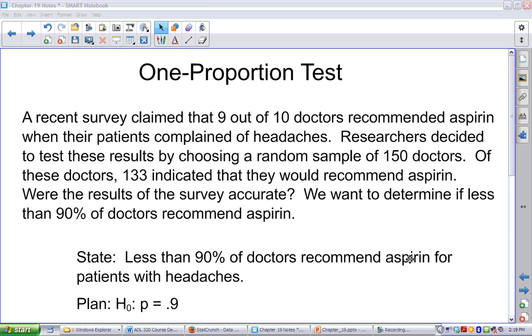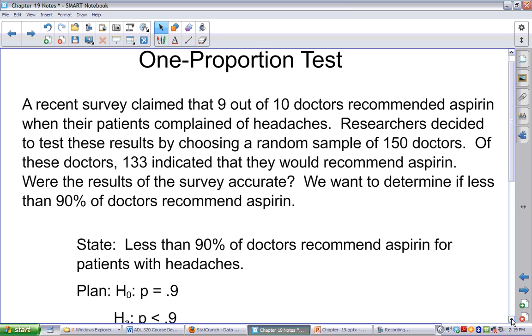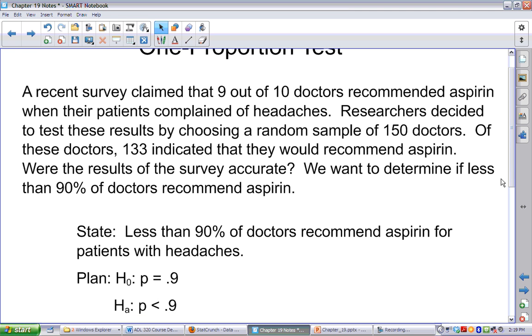So our statement, we're just going to restate that question: less than 90% of doctors recommend aspirin for patients with headaches. Our hypothesis, we're going to be testing proportions and not means, so we're going to use the letter P. Our null is that there is no difference between the survey group and the group that we sampled, so we're going to say that both proportions are equal to 90%. Whereas our alternative is that our proportion was actually less than 90%. So of the sample we conducted, we think that less than 90% of doctors actually would recommend aspirin.